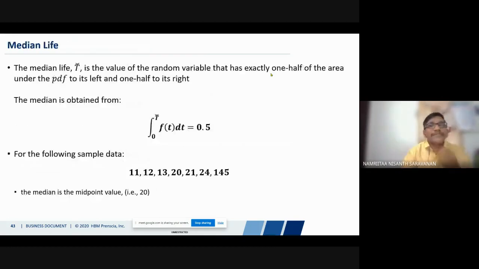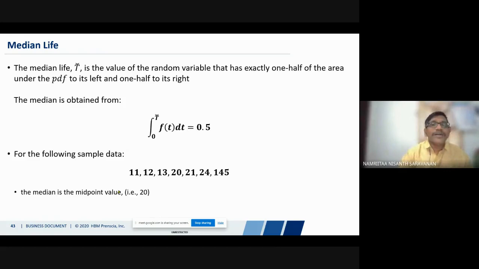Right. Median life. Maybe in your school days you studied about the median. When some data is given, what is the median of the data? You put the data into ascending order and find the middle point. If it is an odd number of samples, 1, 2, 3, 4, 5, 6, 7, here it is 7 samples, so this side 3 and another side 3. The middle value is 20. When it is an even number of samples, you take the average of the middle 2. This is called the median. In reliability, this is called median life.